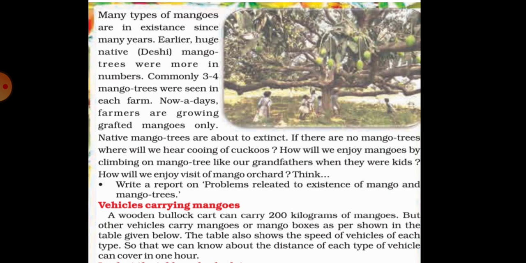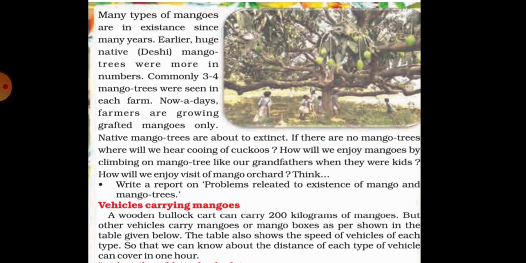Next point, vehicles carrying mangoes. A wooden bullock cart can carry 200 kilograms of mangoes, but other vehicles carry mangoes or mango boxes as shown in the table given below. The table also shows the speed of each type of vehicle, so that we can know the distance each type of vehicle can cover in an hour.